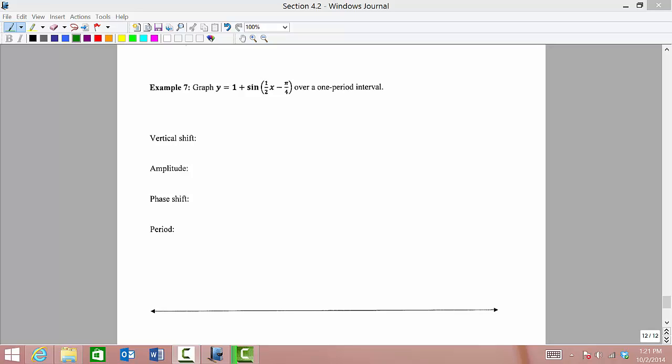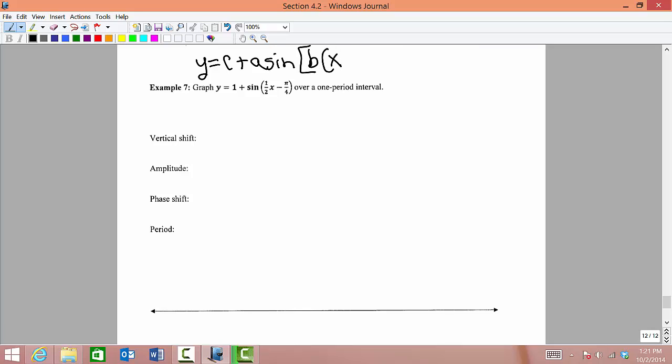In our last example, example 7, we have y equals 1 plus sine, and the input is 1/2 x minus pi over 4. Once again, let's compare this to the general equation. Y equals c plus a times sine bracket b times x minus d bracket. So what we have is a vertical shift. We're adding a value on the outside of our function, so the vertical shift will be positive 1, which means the new middle of our graph will be at y equals 1.